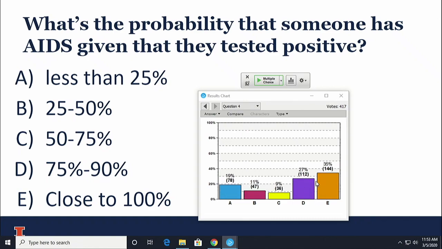Okay, most of you guys, so some people said less than 25%, but most people said between 75 and 100%. So most of you guys are like, all right, this test seems pretty legit. I should be very concerned. Okay, well, let's test.